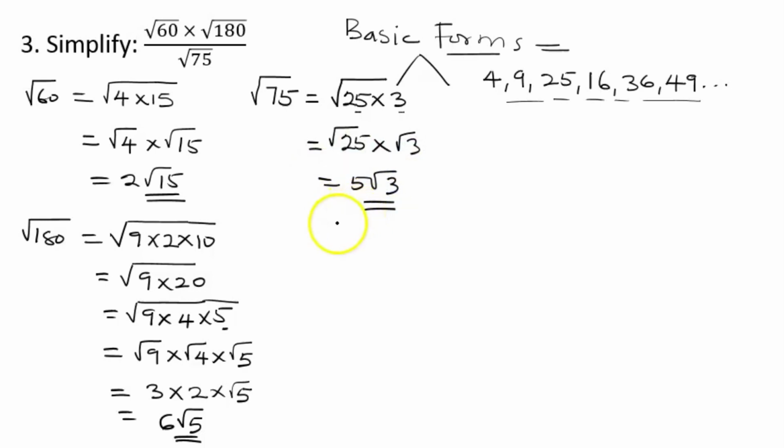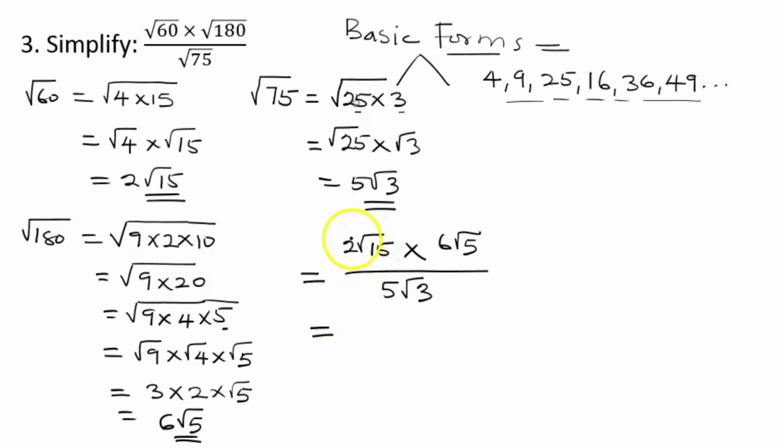All right, so what do we do next? We now combine it the way the examiner has presented it. We have root 60, which is now 2 root 15, multiplied by root 180, which is 6 root 5, divided by root 75, which is 5 root 3. So we simply look at what we can do. Because this is multiplication, you can play around with it. The constants will multiply each other, then the roots also will multiply each other.